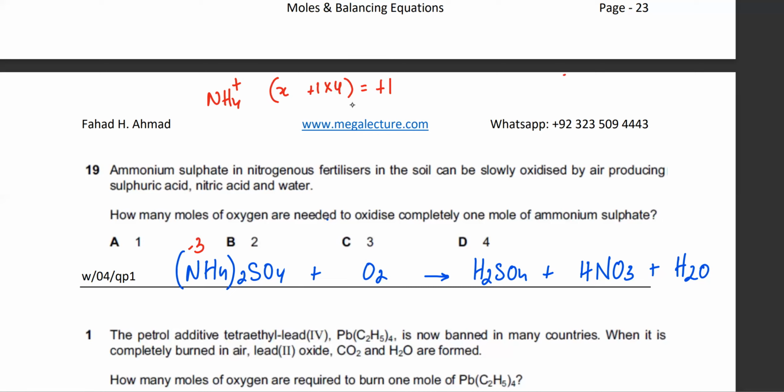Let's also check SO4. SO4 is -2. So S is unknown, that's X. Oxygen is -2 times 4, and the total charge should be equal to -2. If you solve for X, it comes out to be 6. So sulfur over here is +6. H and O we know: H is always +1, O is always -2. Is this clear up to here, Rizwan? Is this clear?